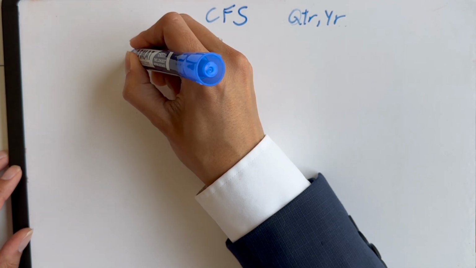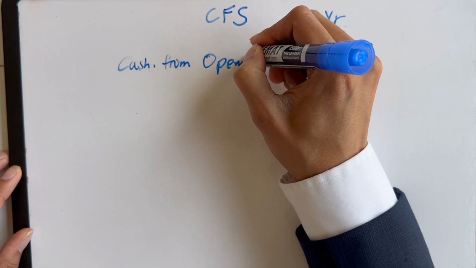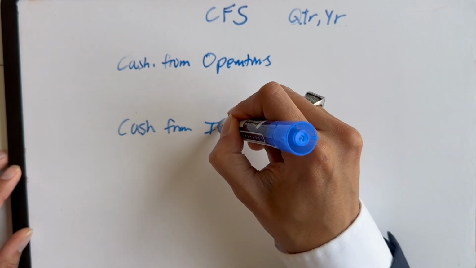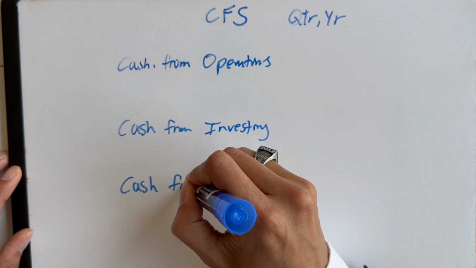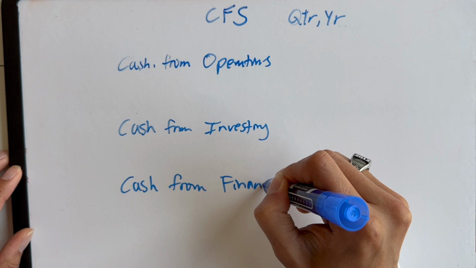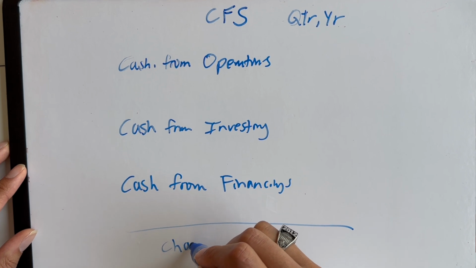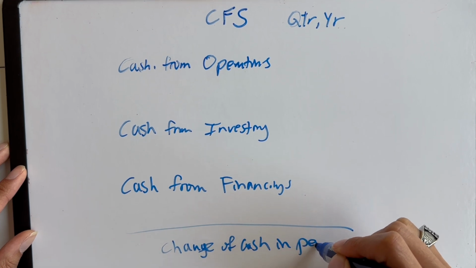So there are three major sections of a cash flow statement. There's cash flow from operations, cash flow from investing activities, and then cash flow from financing activities. And so if you add up what's going into and out of the business in each of these three sections, ultimately it's going to tell you the change of cash in the period. So for example, the change of cash in a year's time.